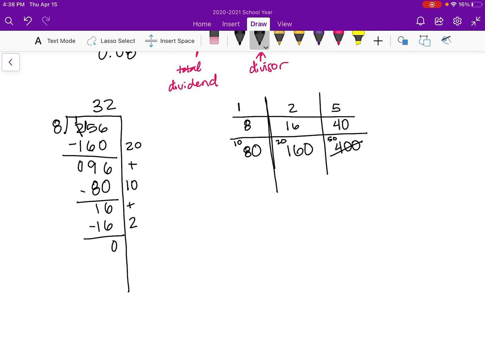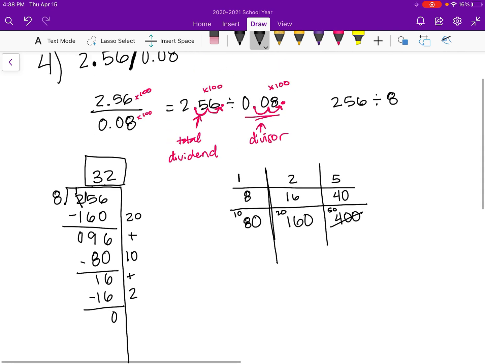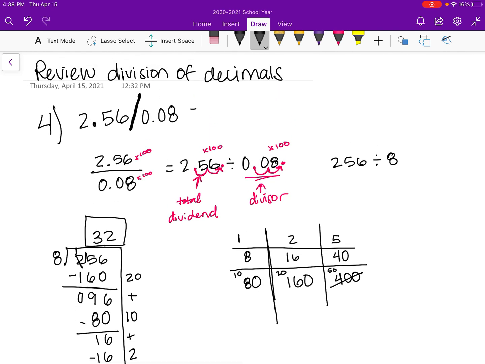Now, do I need to add a decimal? Well, technically, my decimal would be after this 6, and I don't have any numbers after that decimal, after 256. So I don't need to put a decimal. I don't need any numbers after a decimal in 32. So you could write 32 decimal, and we always put a 0 after the decimal, but I don't even need to do that because we have no decimal. So 32 is my answer. 2 and 56 hundredths divided by 8 hundredths is 32. We have 32 groups of 8 hundredths in 2 and 56 hundredths.